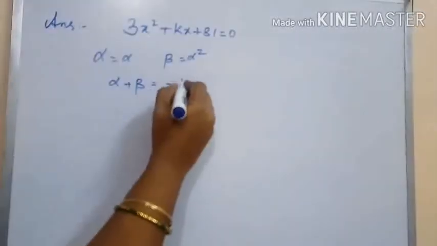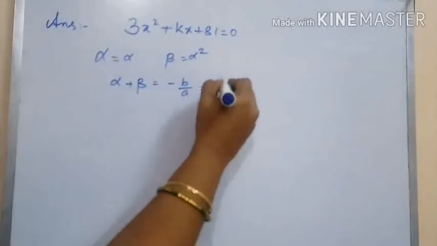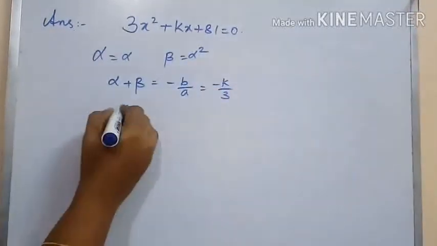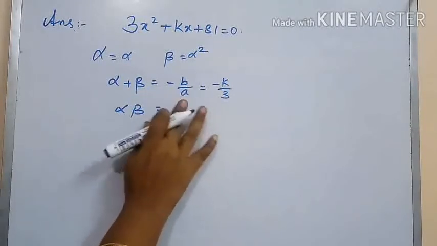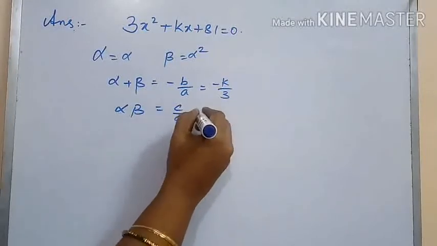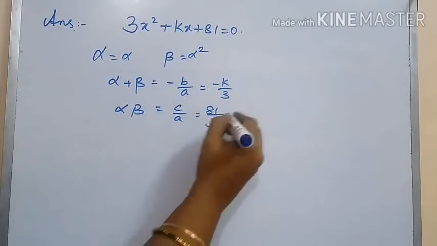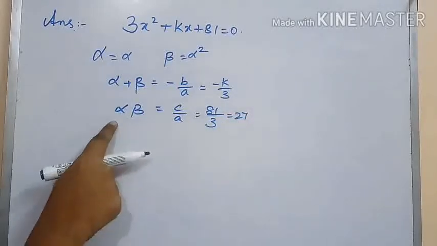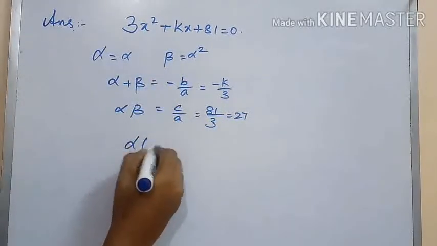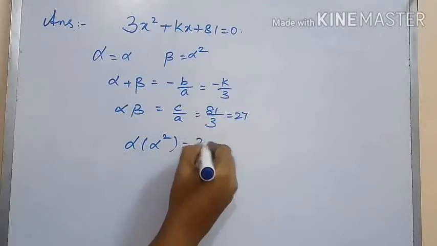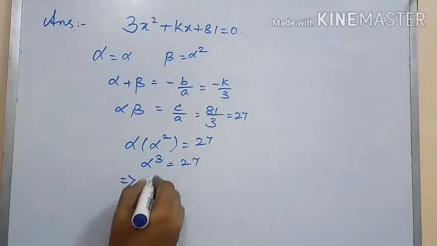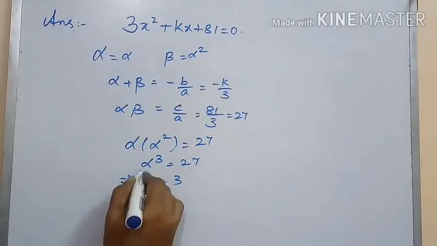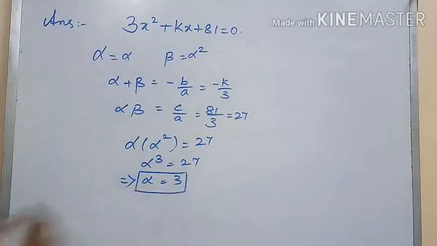Sum of the roots from the equation is alpha plus beta is equal to minus b by a, which is minus k by 3, and product of the roots alpha beta is equal to c by a, which is 81 by 3, which is equal to 27. We are given that beta is equal to alpha squared. Alpha into alpha squared is equal to 27, which is alpha cubed is equal to 27, which implies alpha is equal to 3.